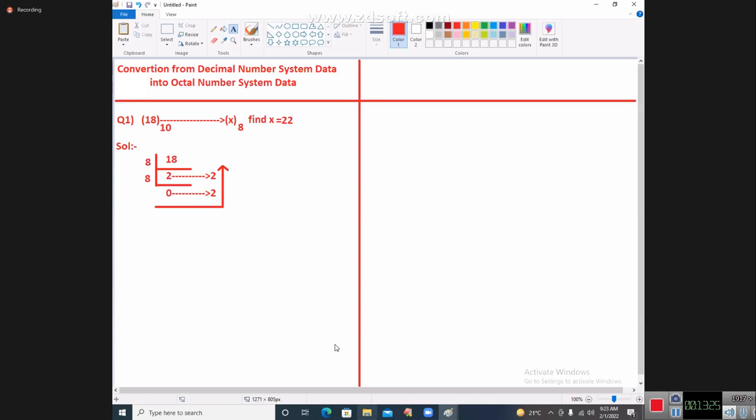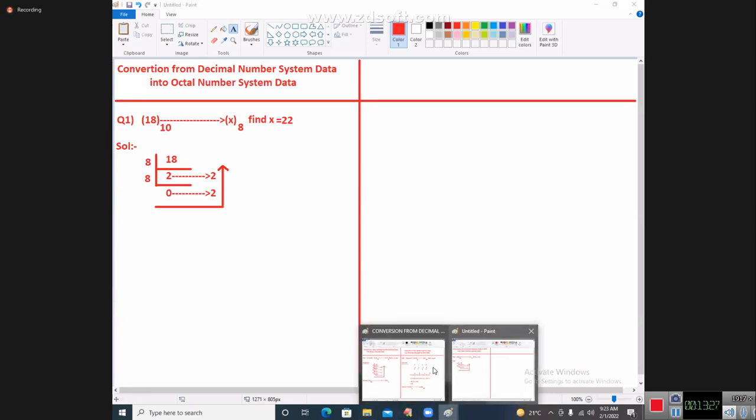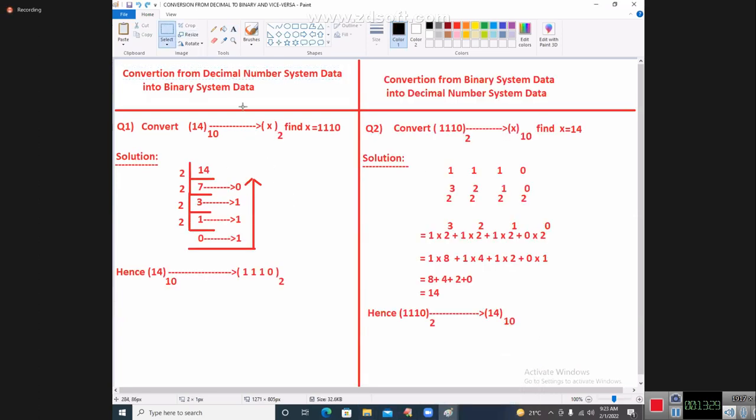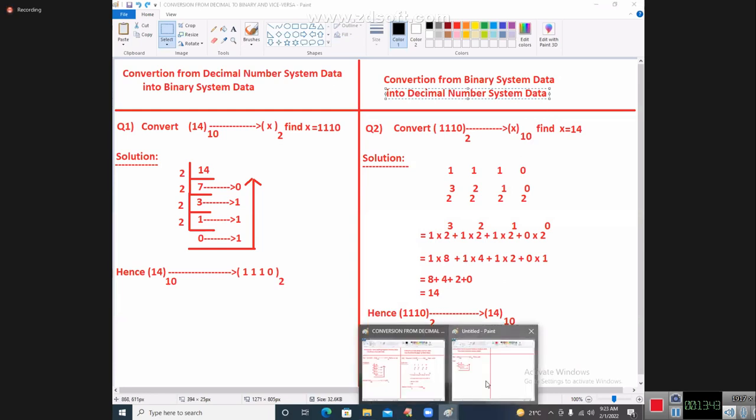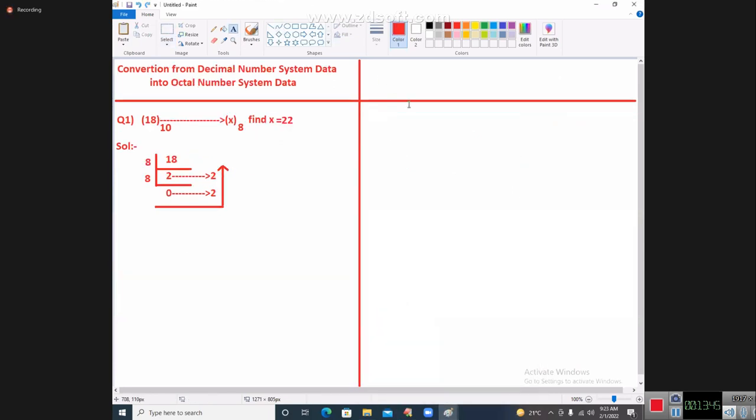Fine, next I will go for one more conversion, students. What is the next conversion I am interested in here? I want to convert the data. Which data? Conversion into the decimal number system. So, I take conversion from octal data.